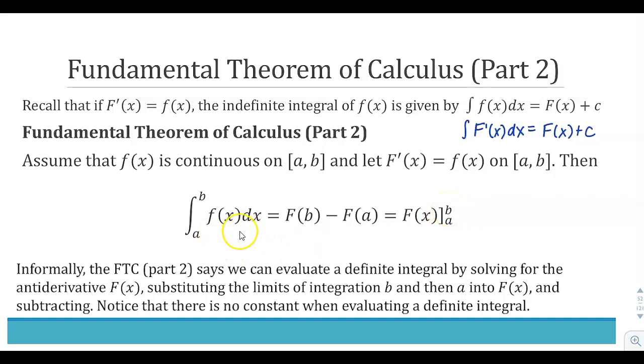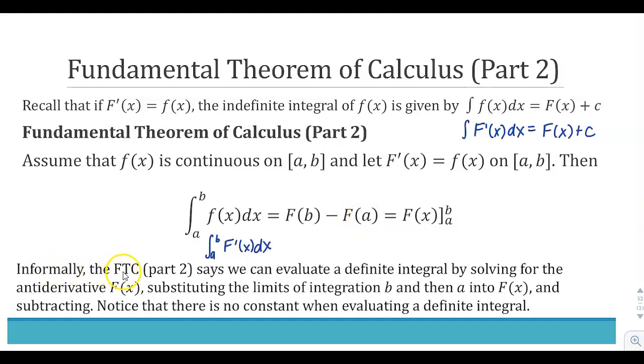The additional step I'll write here to help make the connection is that if I have the integral from a to b of F prime of x, since we're saying that f of x and F prime of x are interchangeable, right? That's part of the hypothesis. So the integral from a to b of F prime is equal to the antiderivative of F prime evaluated at b and then minus evaluated at a.